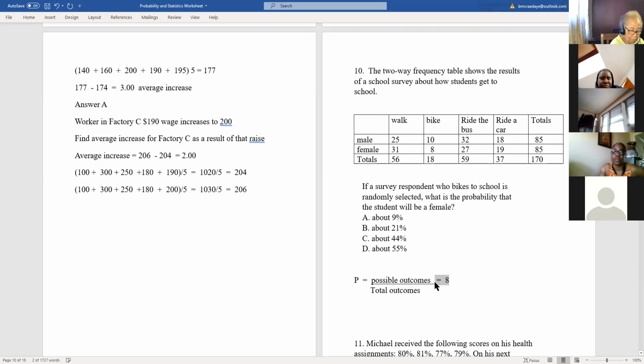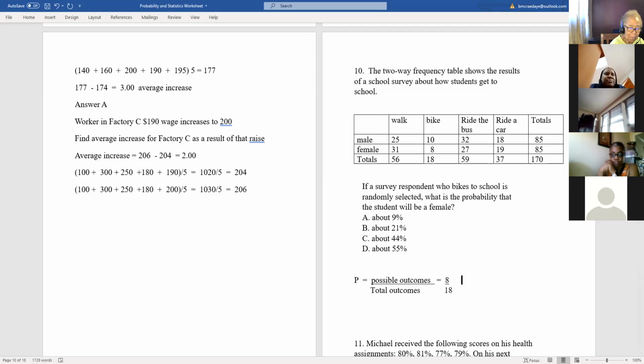Okay, the bikers. So that would be 8 divided by what, Vanessa? You said it. By 18. That's right, divided by 18. So let's put the 18 here. 8 over 18. Okay, so what is that equal to as a percent?